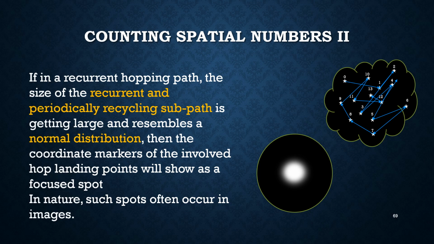If in a recurrent hopping path, the size of the recurrent and periodically recycling subpath is getting large and resembles a normal distribution, then the coordinate markers of the involved hop landing points will show as a focused spot. In nature, such spots often occur in images.